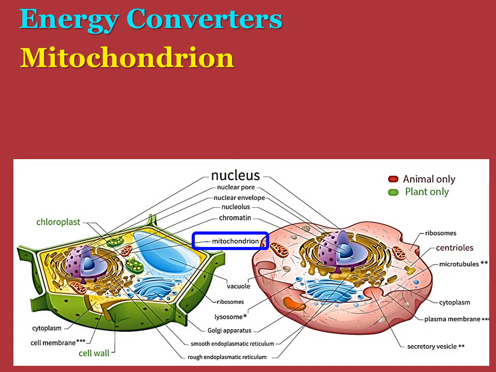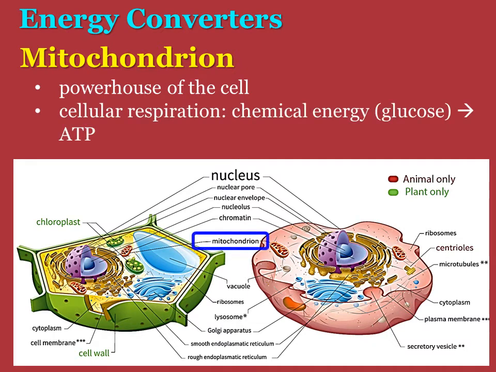Mitochondrion, or mitochondria in plural form, is considered the powerhouse of the cell. The chemical energy or glucose from photosynthesis is broken down in a series of reactions known as cellular respiration to produce energy in the form of ATP or adenosine triphosphate.